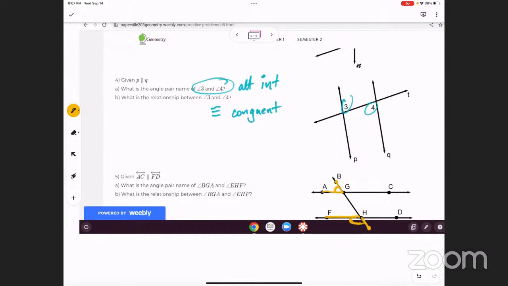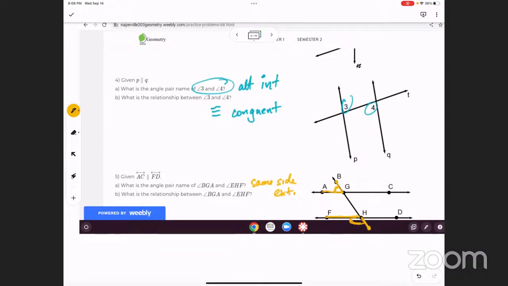Do you see how they're both on the same side of the transversal? And both on the exterior of those parallel lines. They're both on the outside of it. So those are called same side exterior angles. And whenever you have transversals like this, the relationship between those is always either congruent or supplementary.